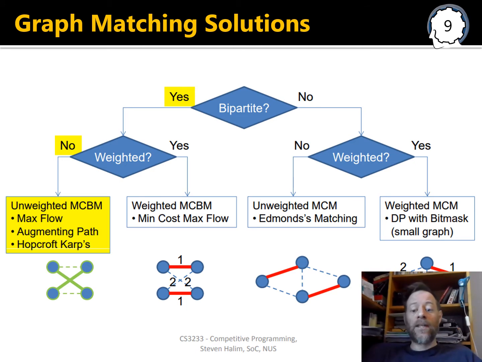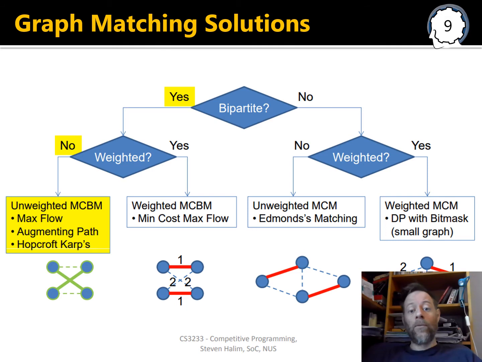If this is a weighted problem, then instead of using a max flow solution, we can now use a min cost max flow solution. So again, we can reuse the flow algorithms. If it's not bipartite, then it becomes trickier. And actually, this was a problem where many people thought it was NP-hard until it was shown in the 60s, I believe, that there is a method called Edmonds matching for unweighted maximum cardinality matching.